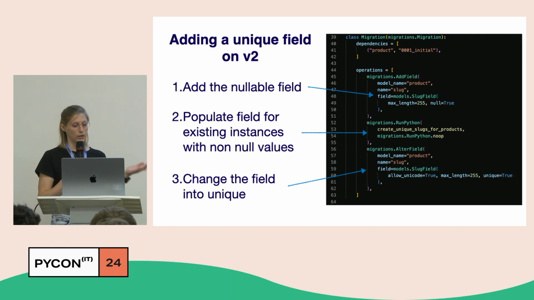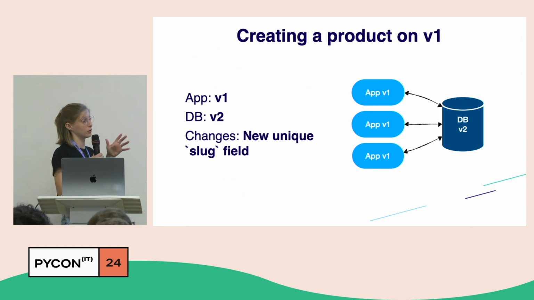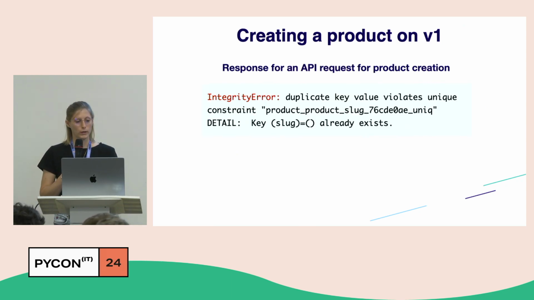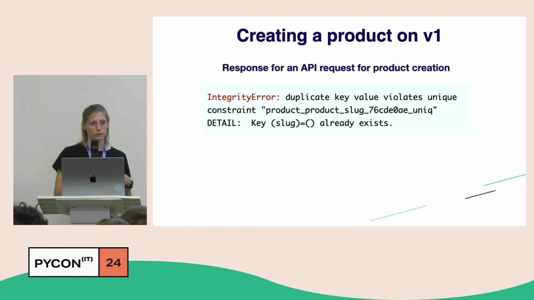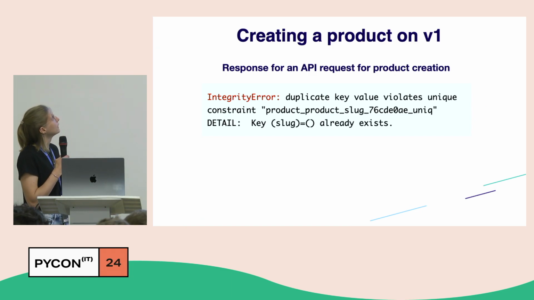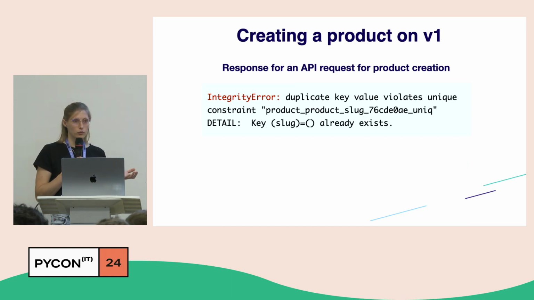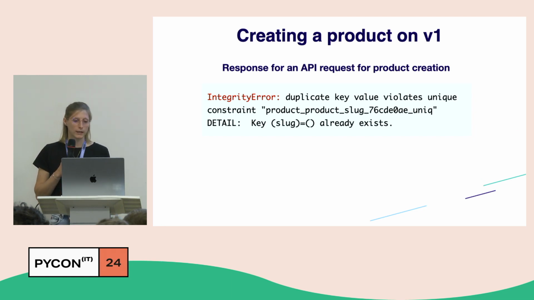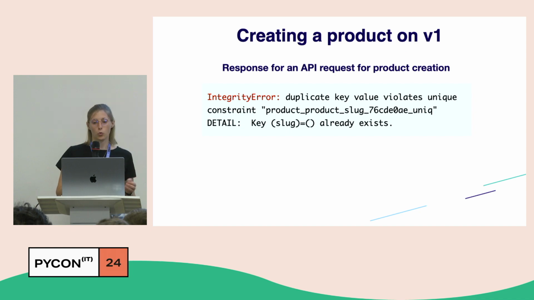So let's assume that we release these changes in version v2. We upgrade the database to this version, but we are currently on version v1 of the system. So when the API request for product creation is called for the second or subsequent time, the integrity error is raised. And the error message is saying that the product with empty slug value already exists. And this is because version v1 is not aware that a new unique slug column was added, and it's trying to save the row with null value for the slug.